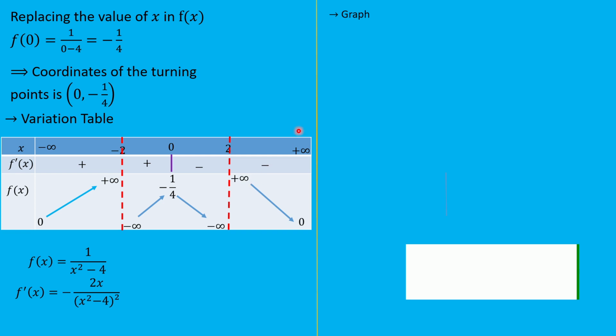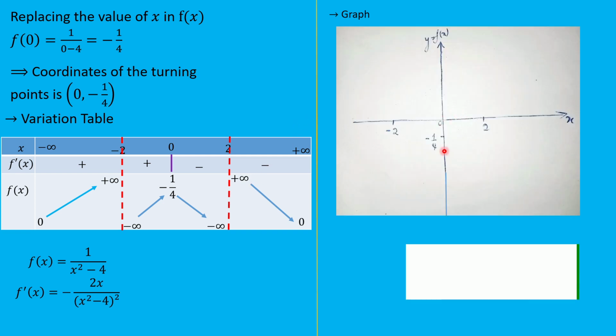To draw our graph, I first of all sketch my axis, and after sketching my axis, I represent my two vertical asymptotes, that is x equals negative 2 and x equals 2. Normally I'm supposed to write it up here. It's advisable to always write it. And now after the vertical asymptotes, I have my horizontal asymptote at the line y equals 0.